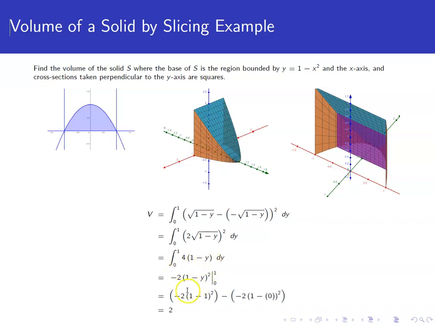Take an antiderivative here. You could antidifferentiate piece by piece, or you could do a u substitution on this 1 minus y, which is what I did. Plugging in the endpoints and simplifying gives you a volume of 2.